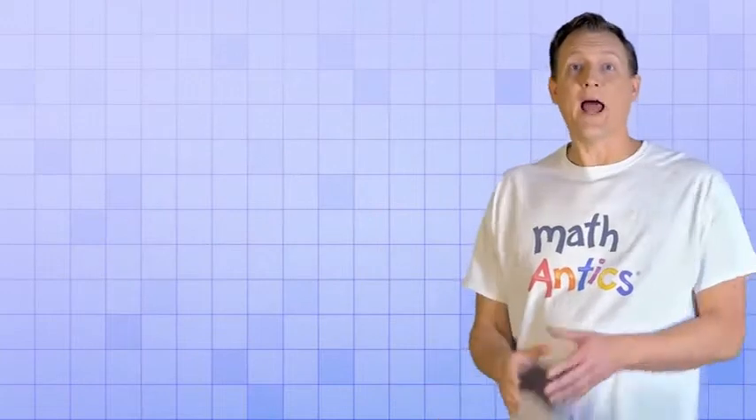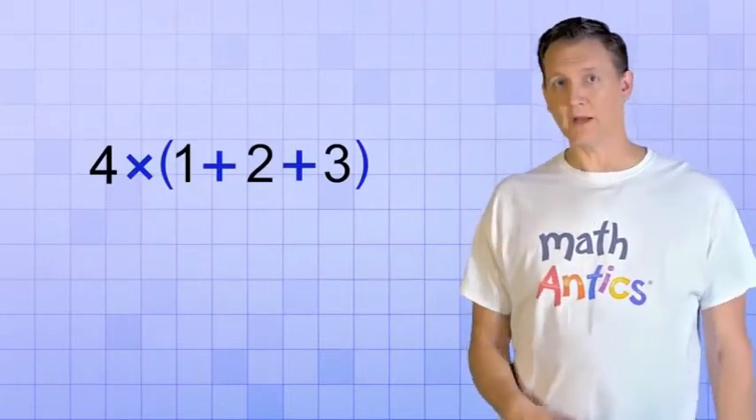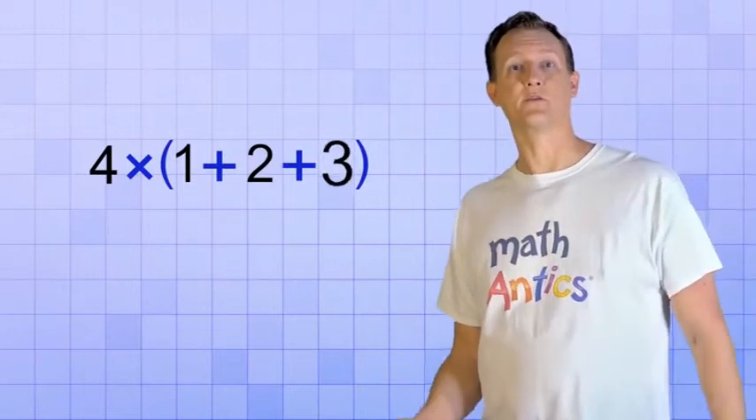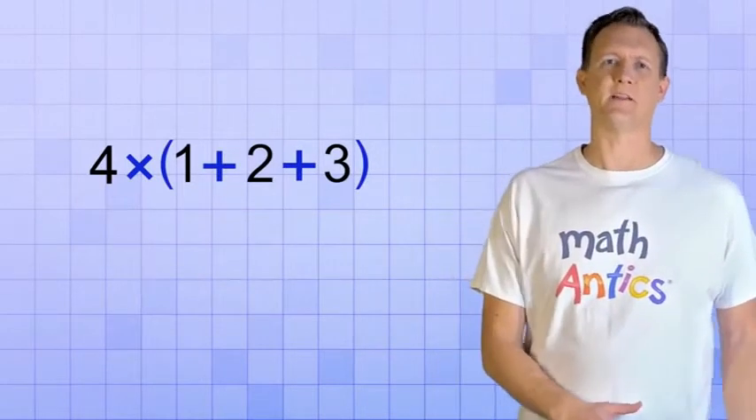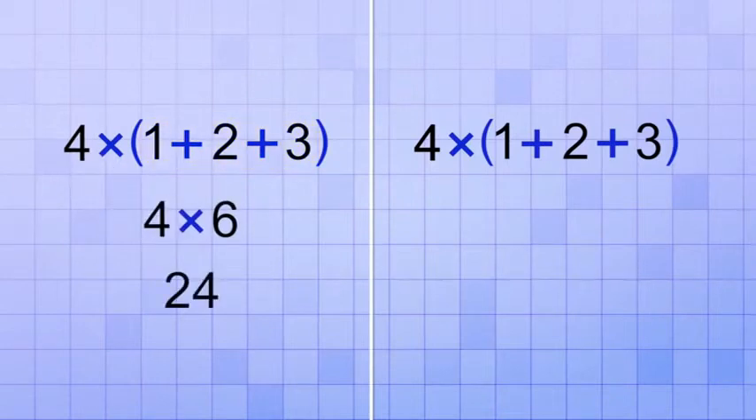And it works no matter how many members are in the group. Like in this problem, we have to multiply 4 by the group 1 plus 2 plus 3. Again, let's try simplifying this both ways. In the first way, we start by simplifying what's in the group. 1 plus 2 plus 3 equals 6. And then we multiply 4 times 6, which gives us 24.